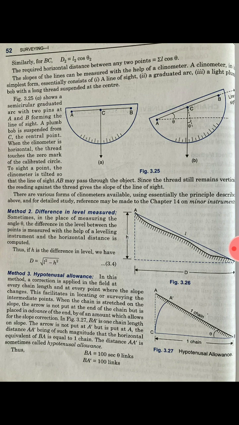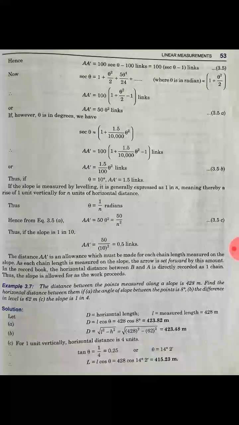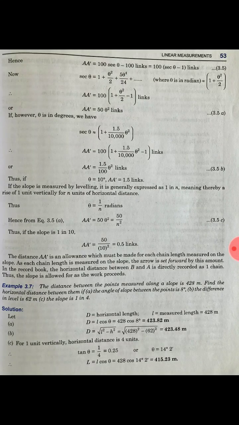BA dash, I have 100 links. A dash will be equal to BA minus BA dash. So that is 100 sec theta minus 100 links. That will give you the hypotenuse allowance A dash. The correction which I should apply, A dash, is 100 into the bracket sec theta minus 1 links.